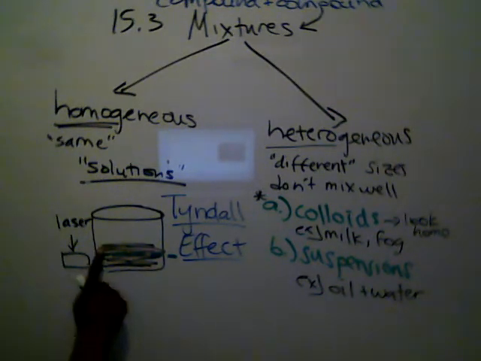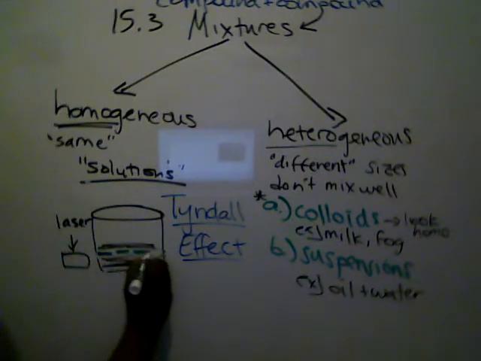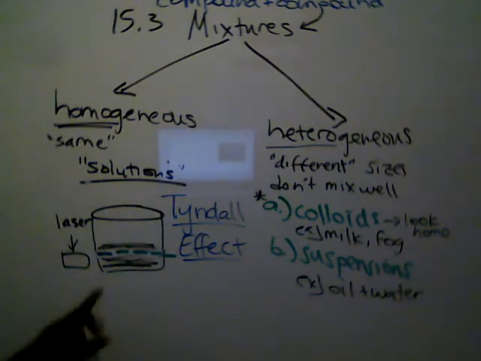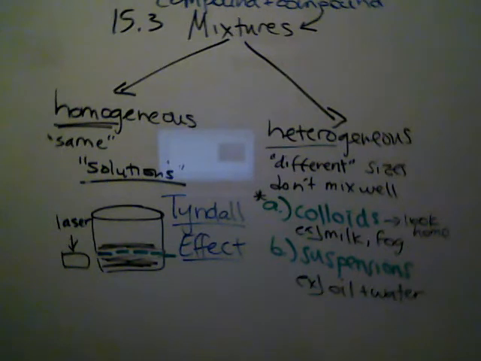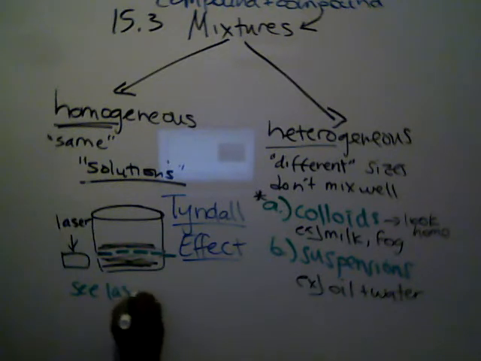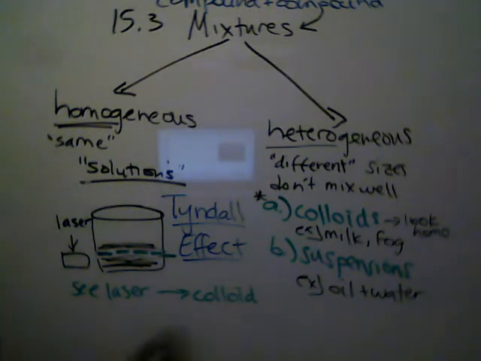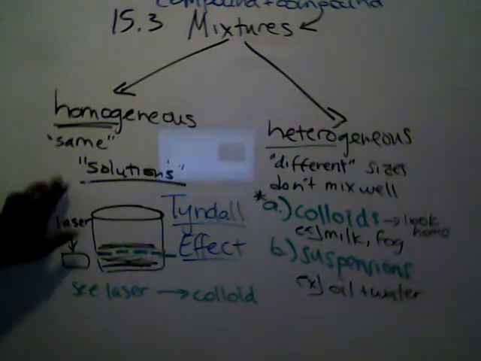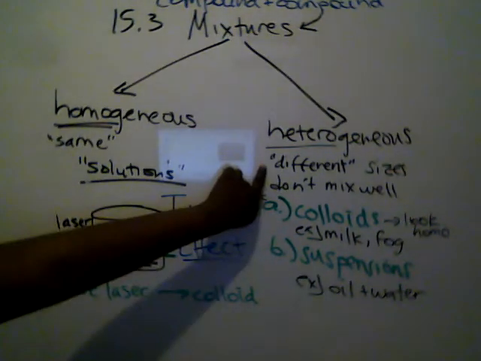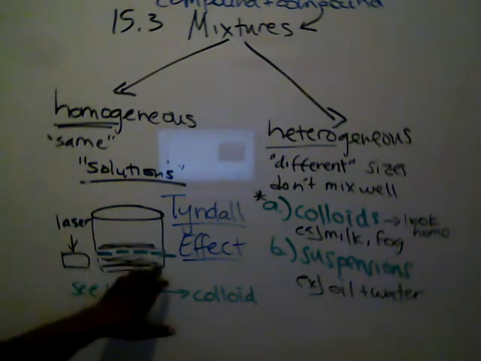If we can see it going through the liquid, so if we can actually see that laser beam going through the liquid out the other side, then that means that we actually have a colloid. So if we see laser, that means you have a colloid. And the reason why we would see the laser with a colloid and not with the solution is that colloids are different size particles. So when that light from the laser hits them, they can scatter the light, so you can see the light going through it.